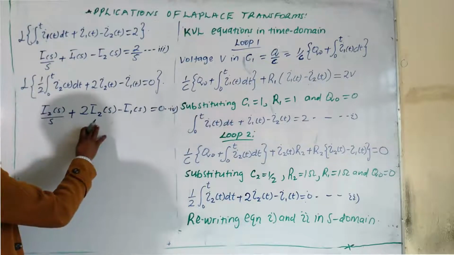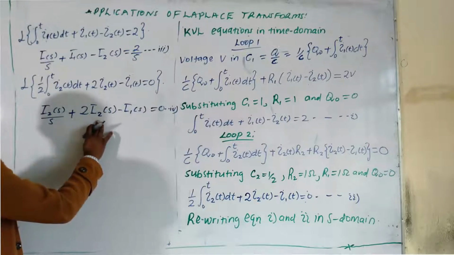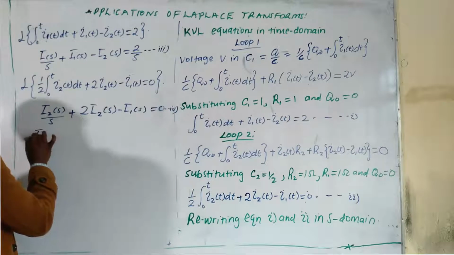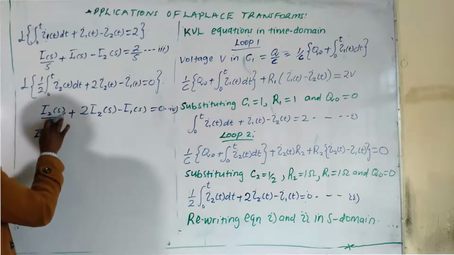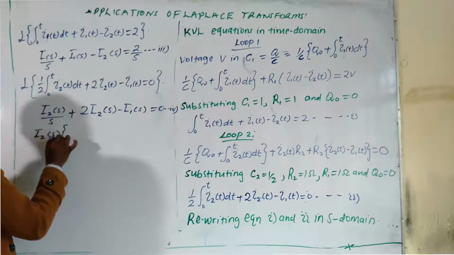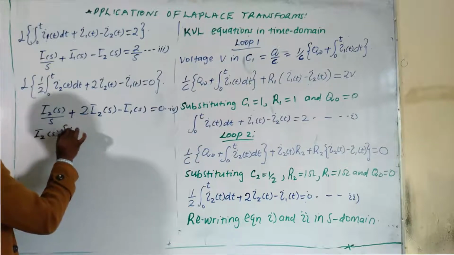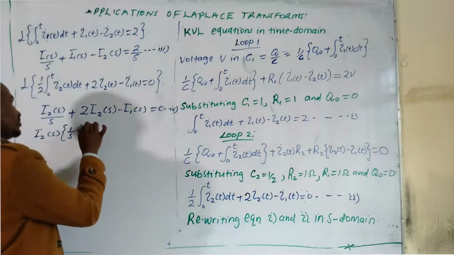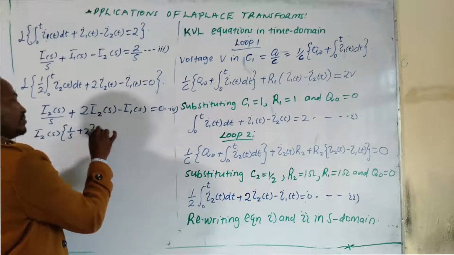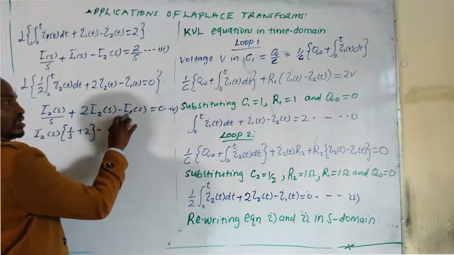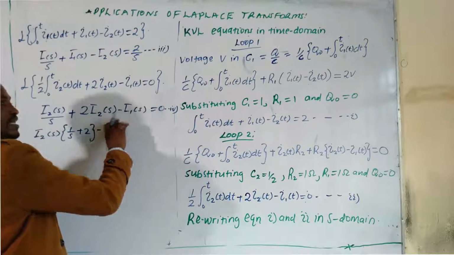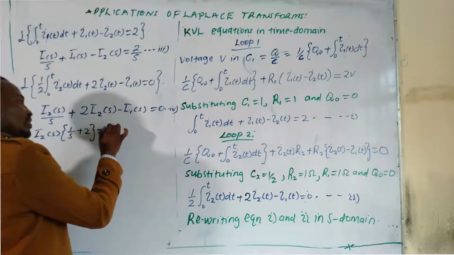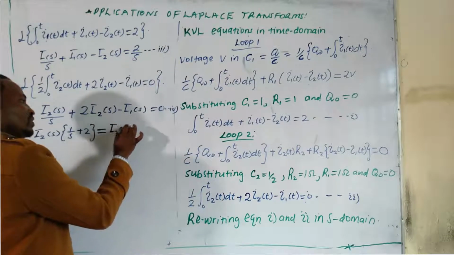Let us make I2 the subject of the formula. So we have I2 of s. Let us factor it out. See this 1 over s plus 2. This minus this I2 of s taken to the other side of the equation to be positive I2 of s.